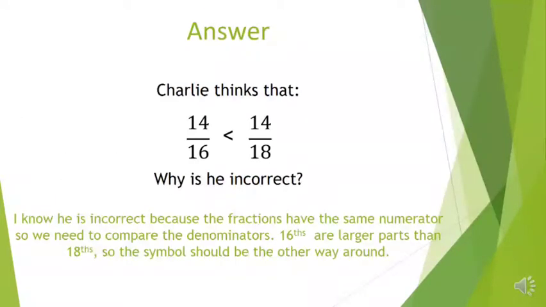So here's a possible answer he could have written. I know that he's incorrect because the fractions have the same numerator, so we need to compare the denominators. 16ths in the first fraction, that's a smaller number, so the parts are larger, and they're larger than 18ths. So the symbol should be the other way around. I imagine what Charlie's done is he's compared the two denominators, seen that 18 is bigger than 16 and thought that's going to be the bigger fraction. But that's not how it works. When we're comparing those denominators, the smaller the number, the bigger the parts.